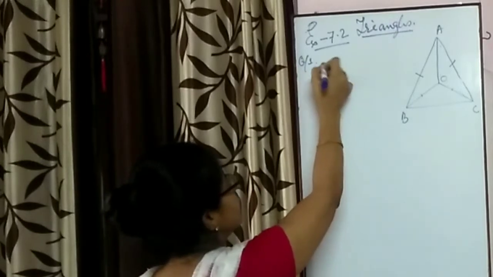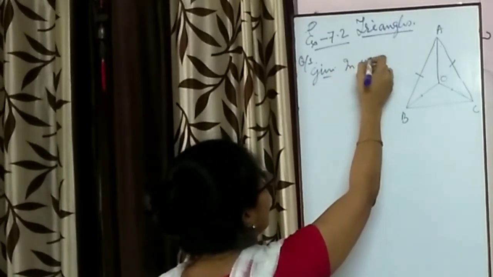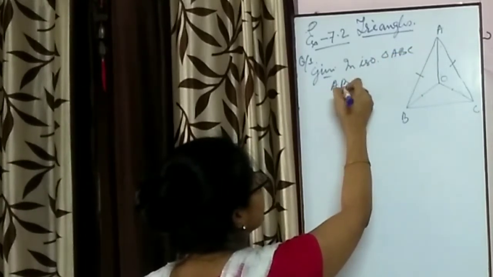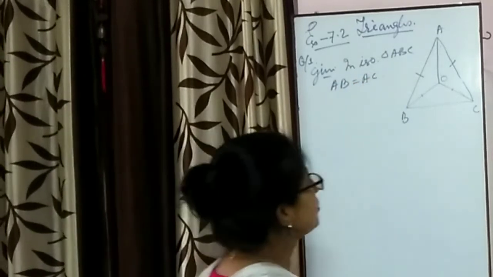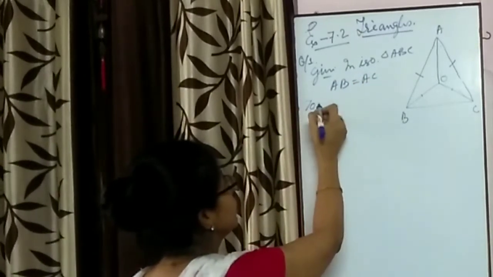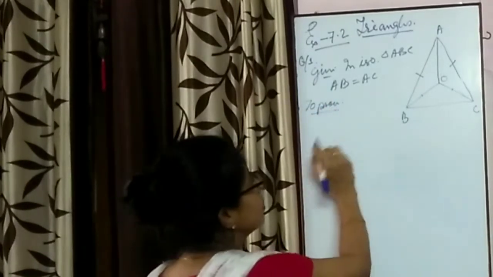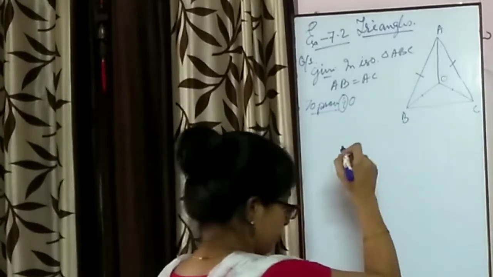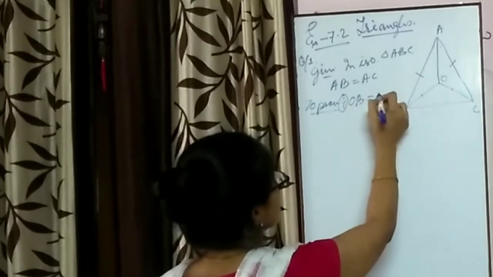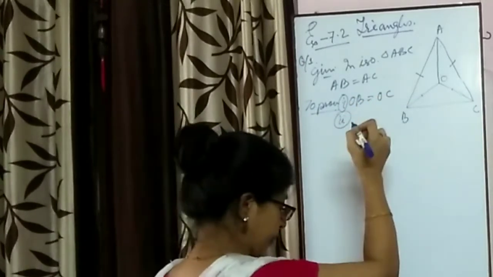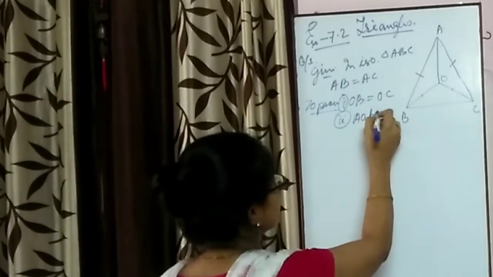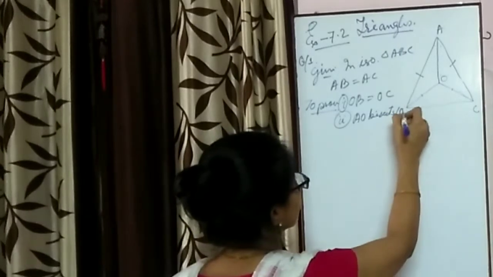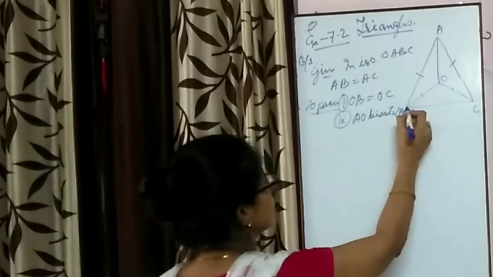So the given part you write: given, in isosceles triangle ABC, AB is equal to AC. To prove, number 1, BO equals CO or OB is equal to OC. Number 2, AO bisects angle A. This is B.